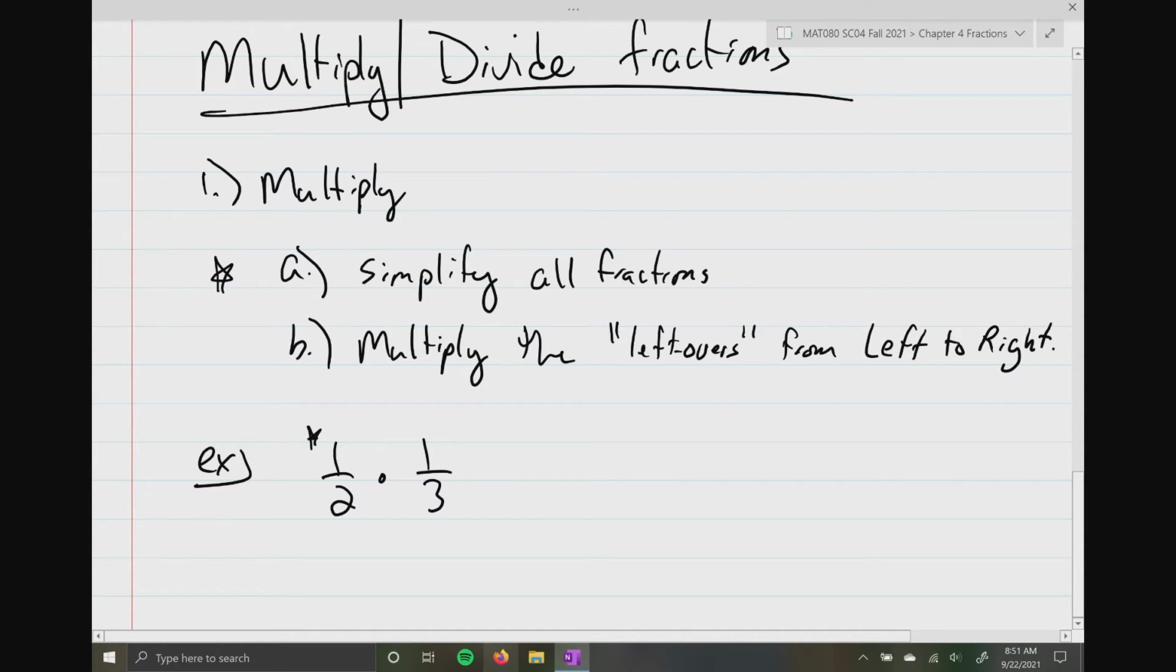Now I'm just going to multiply from left to right. 1 times 1 is 1. 2 times 3 is 6. So 1/2 times 1/3 is 1/6. You literally just go left to right. Okay?